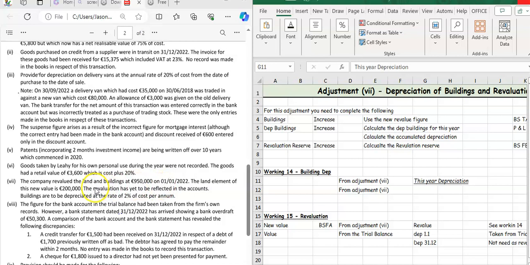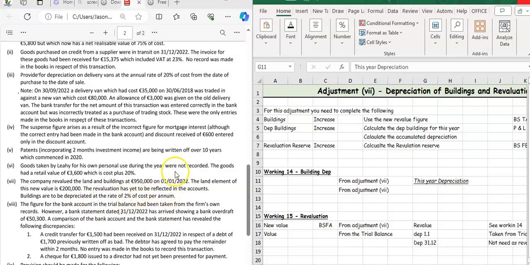So because the buildings were revalued at the start of the year, we're only going to be looking for 2 figures. The land element of the new build is 200,000. So land doesn't depreciate, so we need to take the land away from the land and buildings figure. The revaluation has yet to be reflected in the accounts, and buildings are to be depreciated at a rate of 2% of cost per annum.